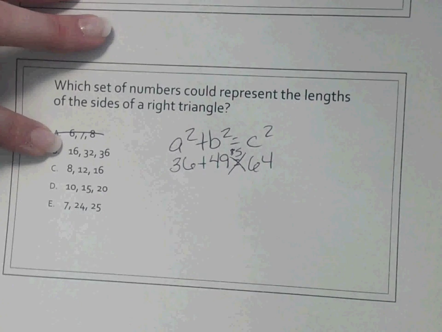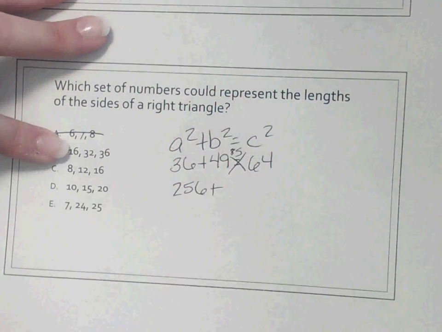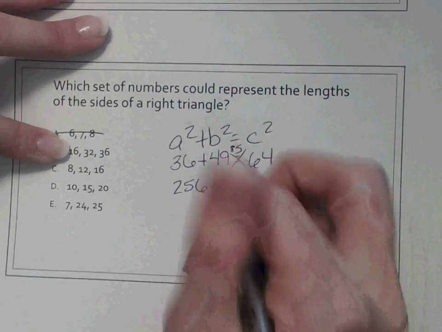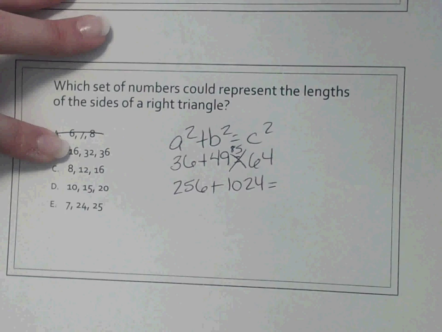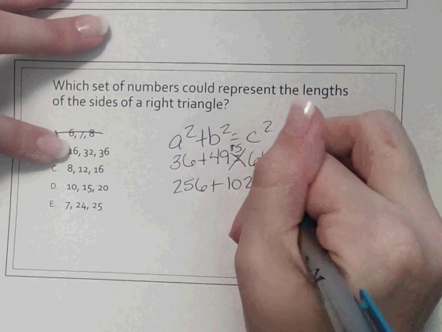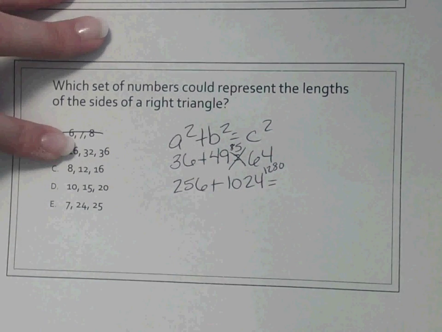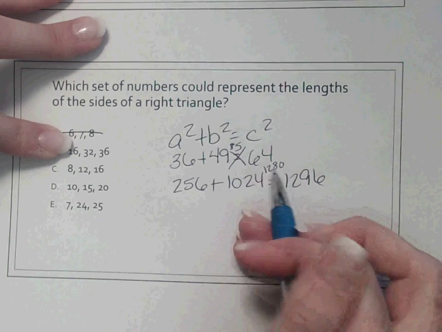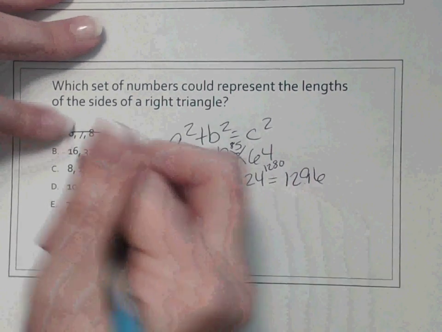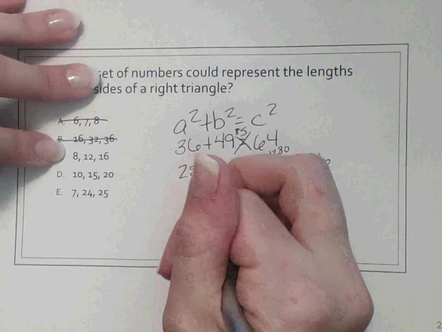Let's go to our next one. 16 squared gives me 256. 32 squared gives me 1024. When I add those together, I do get 1280. And 36 squared is 1296. So these two numbers are not equal, so that's not an option.